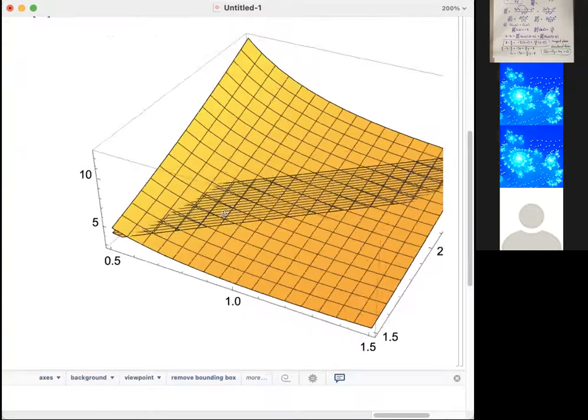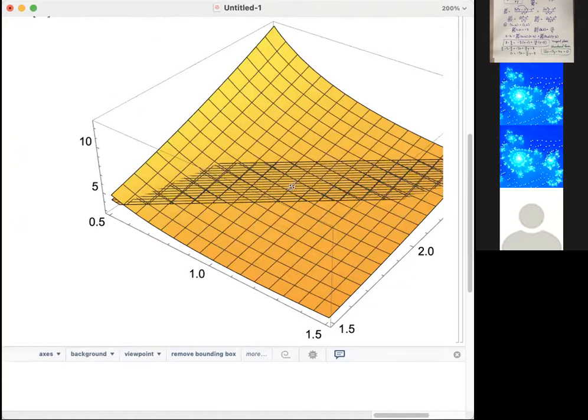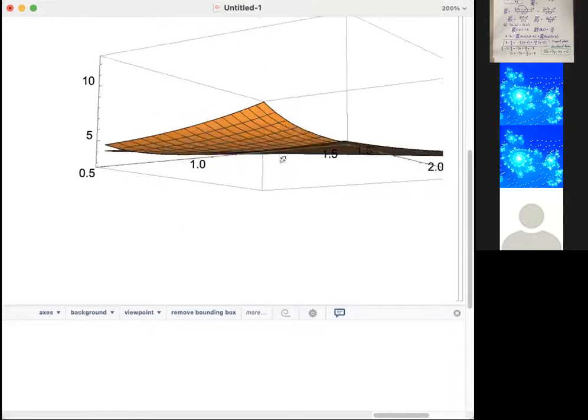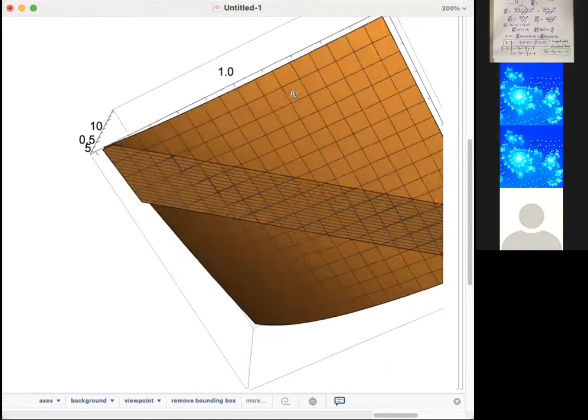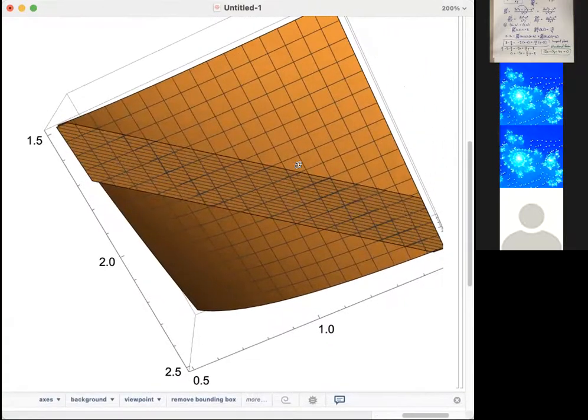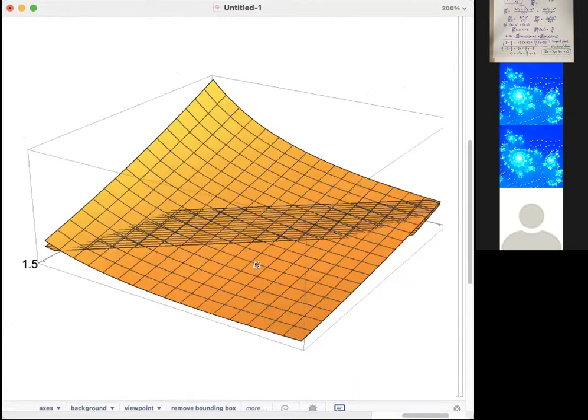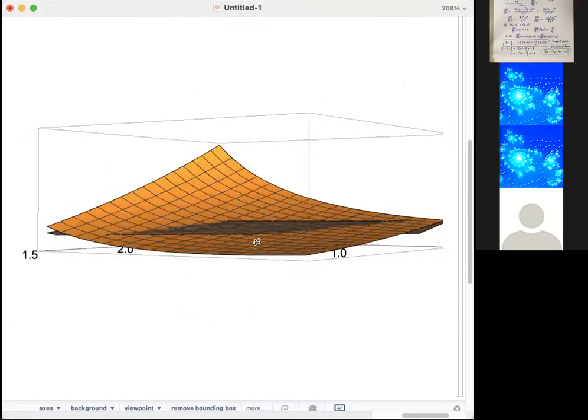I could try to show the point value. The point value was 1, 2, and 4.5. So I could add a point here, but this is so subtle. It's hard to see the tangent plane coming in right here. And, you know, it looks like this plane is simultaneously below and above this surface. So Mathematica is having a hard time drawing this super accurately. So is there anything else we can do to verify that I have this tangent plane right here?